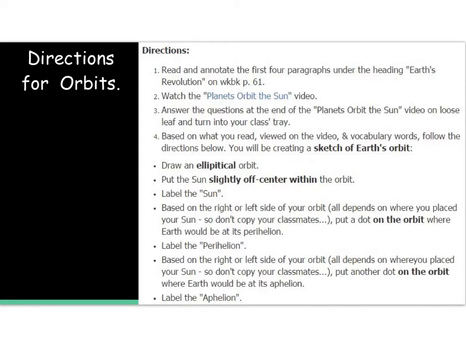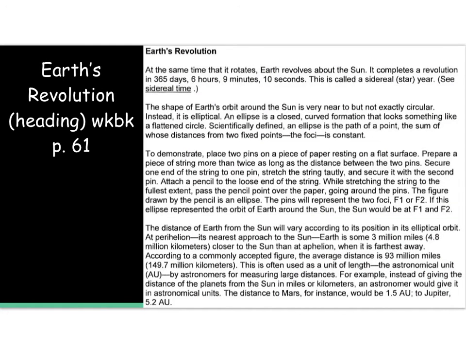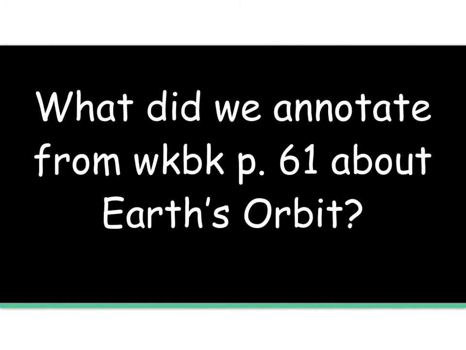The first thing you're going to be doing with your table mates is reading and annotating the first 4 paragraphs under the heading Earth's Revolution on workbook page 61. So only the first 4 under Earth's revolution. Okay, then we're going to group. So here are the 4 paragraphs that you're reading and annotating. Then you're going to share what you annotated or what gist you wrote so that you can let everybody know that you did indeed read about Earth's revolution.